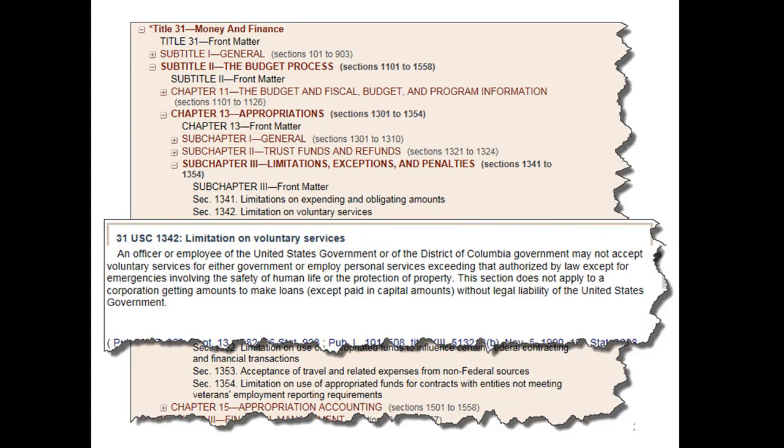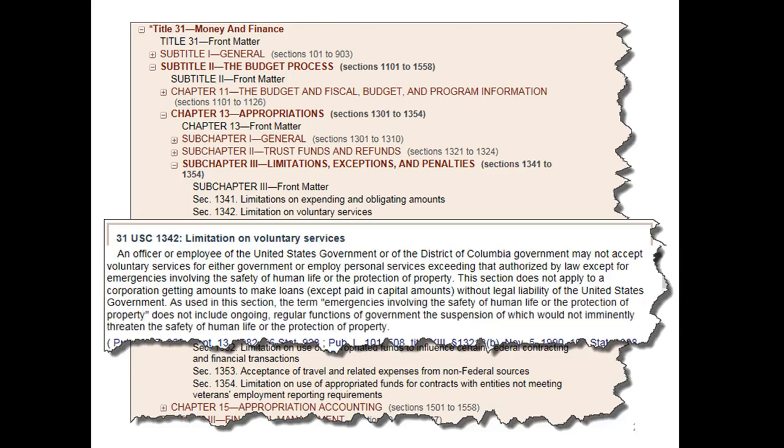Section 1342 is the limitation on voluntary services. This limitation was first passed in 1884 and was added to the Anti-Deficiency Act by amendment in 1905. The 1990 amendment included the addition of language stipulating that emergencies involving the safety of human life or the protection of property does not include ongoing, regular functions of government, the suspension of which would not imminently threaten the safety of human life or the protection of property. This amendment was added to clarify who could work during a shutdown of the government.